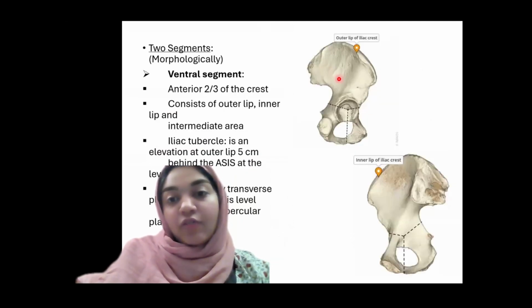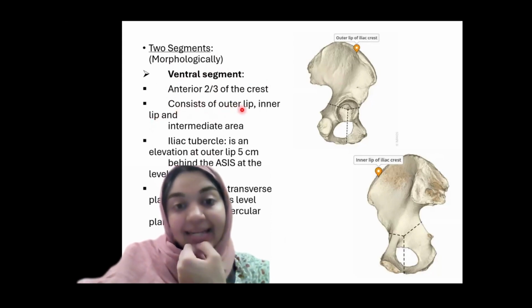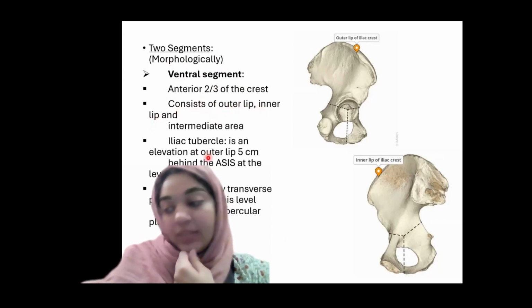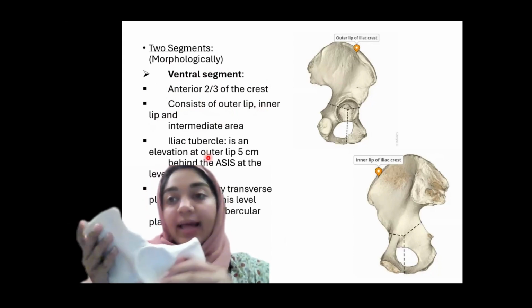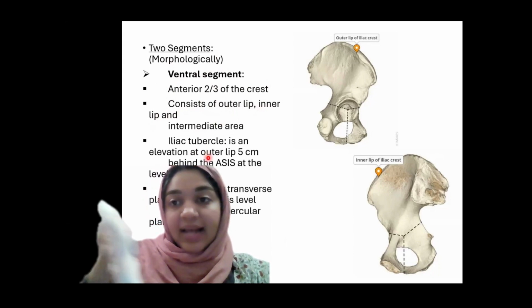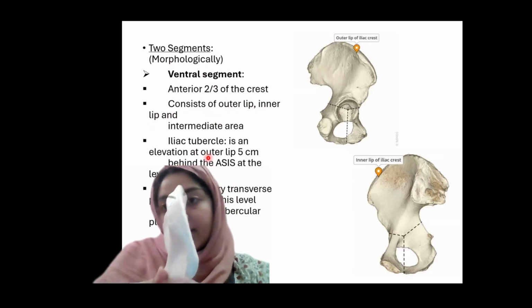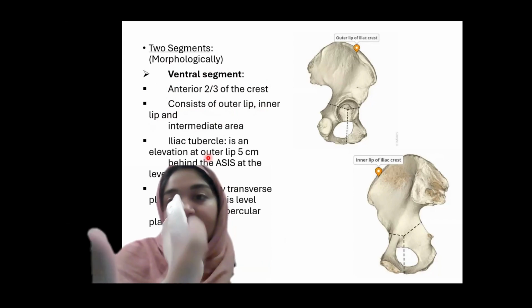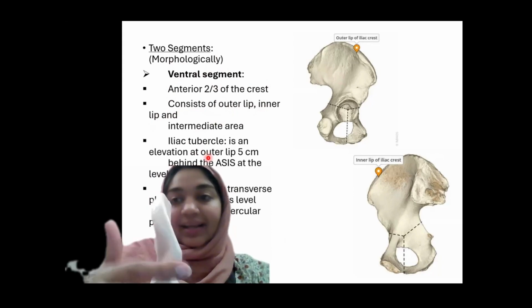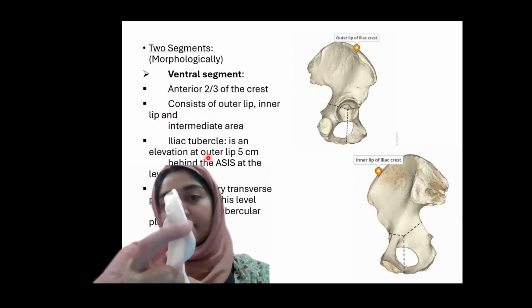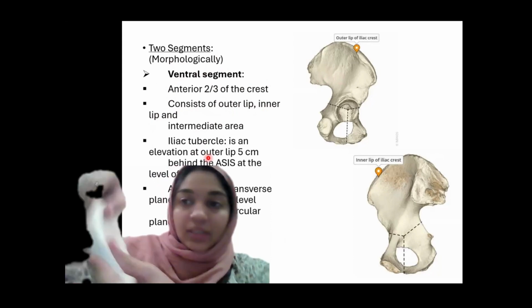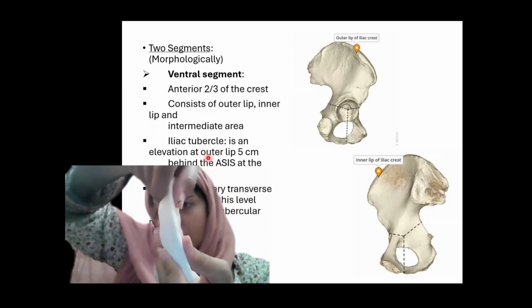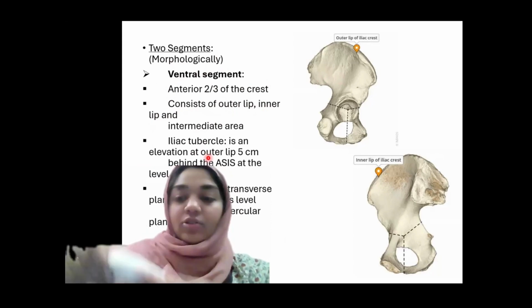Now, two segments morphologically. We have a ventral segment. I told you it's the anterior two-thirds of the crest. It consists of an outer lip, inner lip, and an intermediate area. If you look at the ventral side of the crest, can you see that there is an outer lip, there is an inner lip, and there is the iliac tubercle. So this is the iliac tubercle. Can you see this? This is the iliac tubercle, this broadened part ventrally on the iliac crest. This is the iliac tubercle.